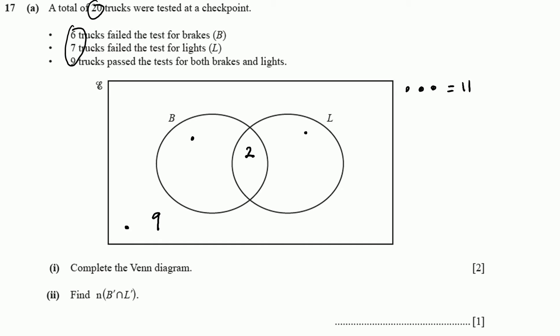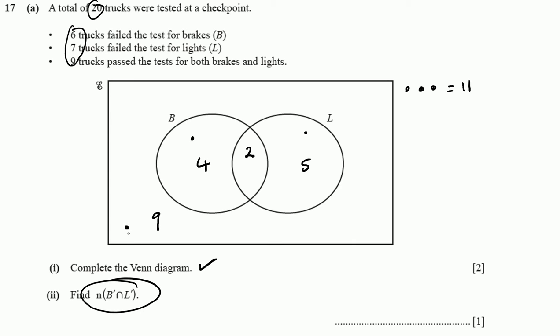If there are 6 altogether in set B, that means with 2 over here there must be 4 in this side, and with 7 altogether in set L, there must be 5 over here. And let's just quickly double check. I've got 9 plus 4 plus 2 plus 5, and that makes 20. So there's my completed Venn diagram bit, and now we have to interpret this statement over here.